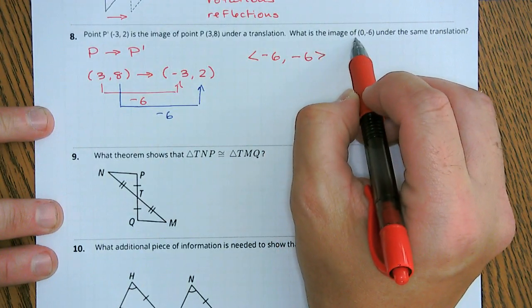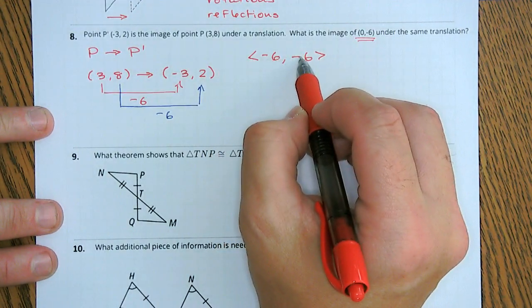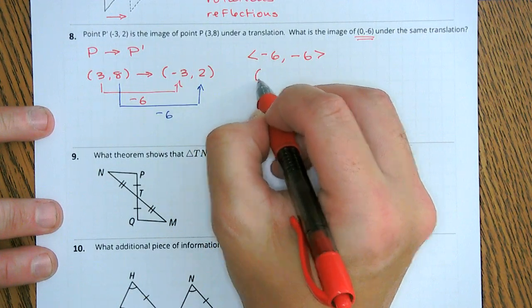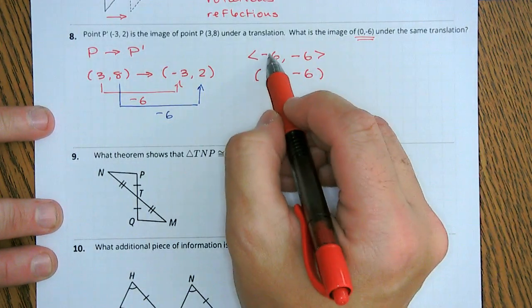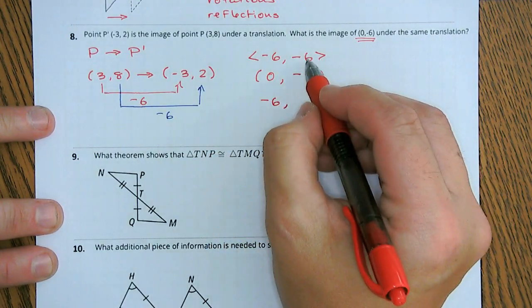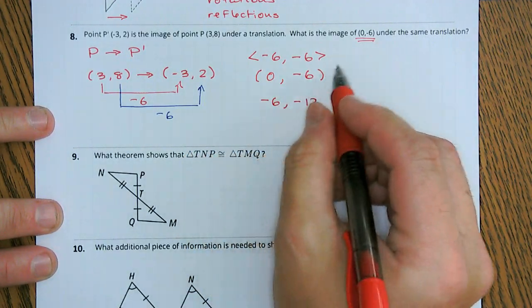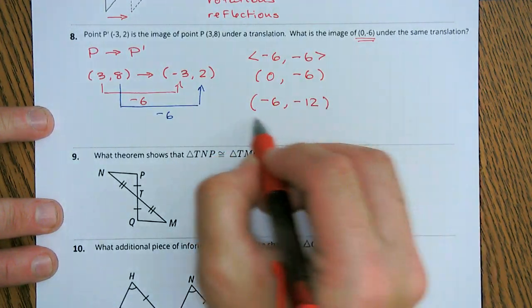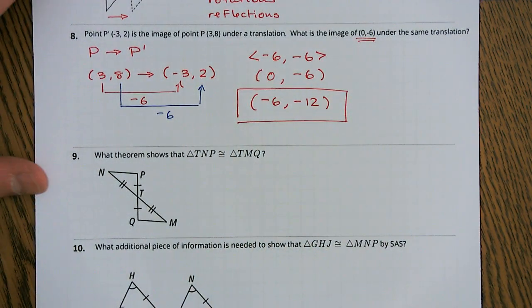So what is the image of 0, -6? We're going to apply this translation to that point. So that's going to be our 0, -6. Well, -6, we're going to add that together. -6 added with another -6 is a -12. So where is that point? Well, the image of that new point is going to be located at -6, -12. Put a box around it because we're done.